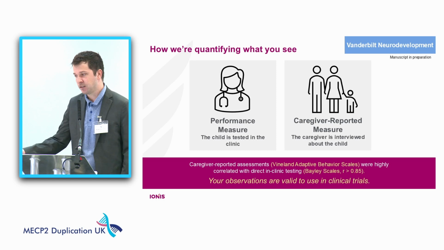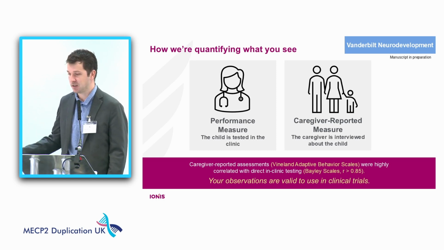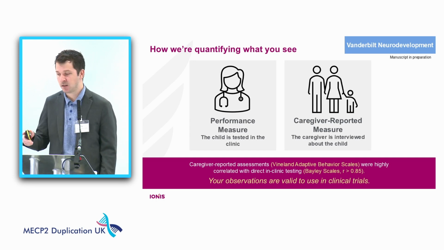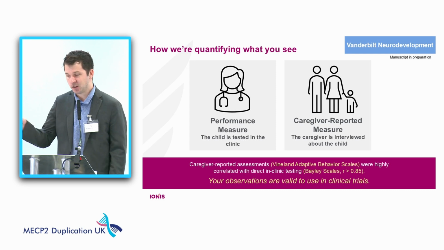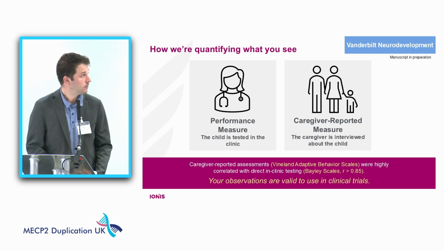And so what we saw in the neurodevelopment study is that those caregiver-reported measures, when we looked at motor function, language, cognition, they were highly correlated with the direct in-clinic testing. And so I would like you to know that your observations are valid to use in clinical trials. That's the first thing that we're learning together.